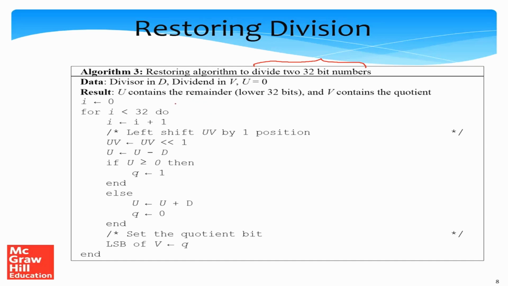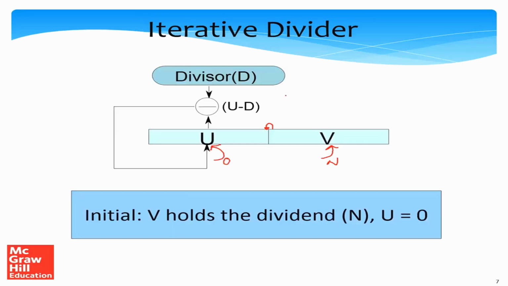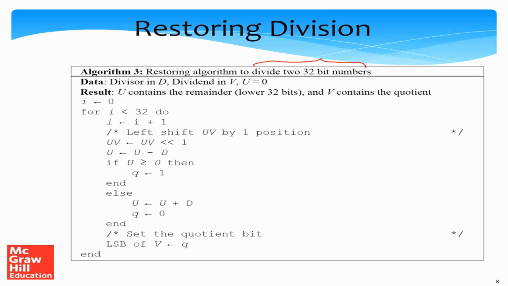And if you left shift, then essentially this bit will come here. At the end, we want U, the register U, to contain the remainder, and register V to contain the quotient. So U will at the end contain the remainder, and register V, we want it to contain the quotient at the end. What we do is run a for loop 32 times, for I equals 1 to 32. That's all that these lines do.